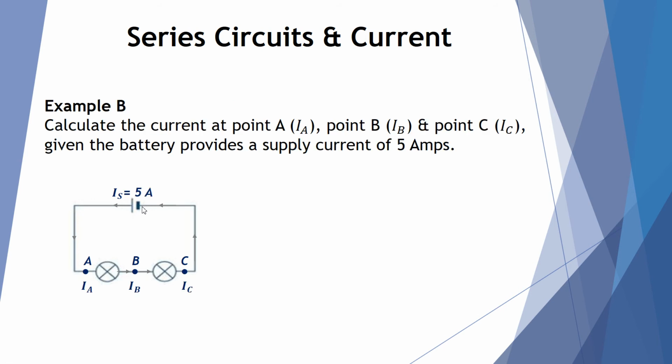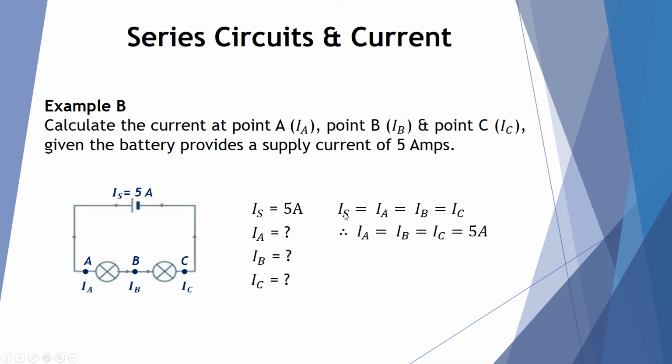So an example here. Calculate the current at point A, point B, and point C, given that the battery or the supply has a current of 5 amps. So the supply current is 5 amps, current at point A is questioned, current at point B is questioned, and current at point C is questioned. But we just explained the current is the same everywhere in the circuit. So point A, B, and C is equal to the supply current, which is equal to 5 amps.